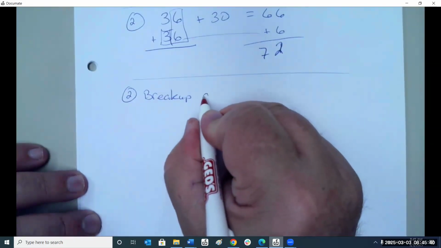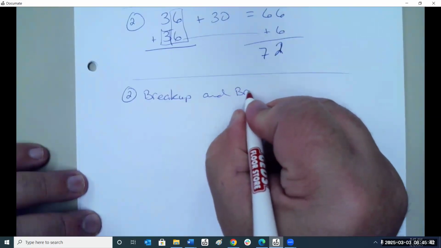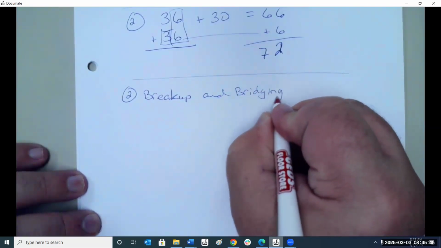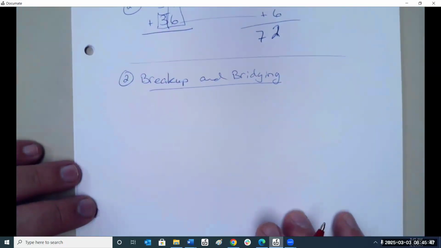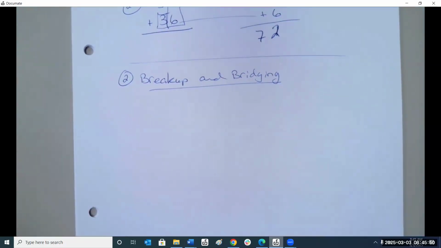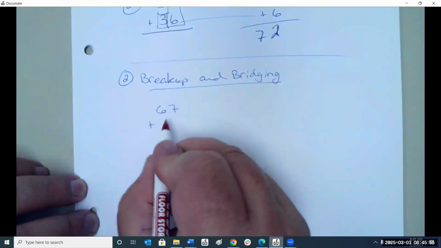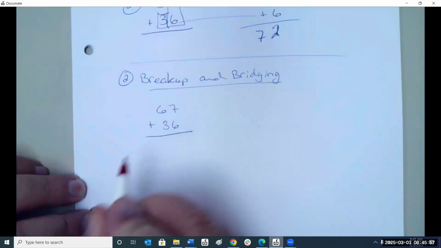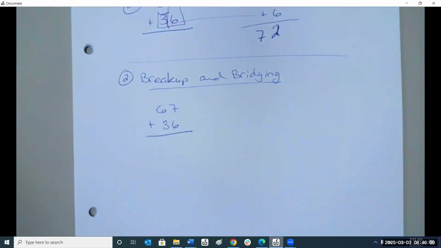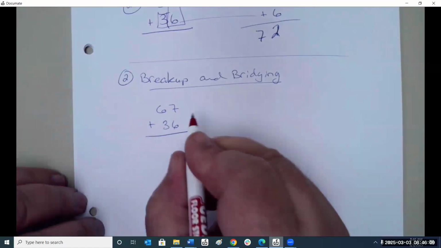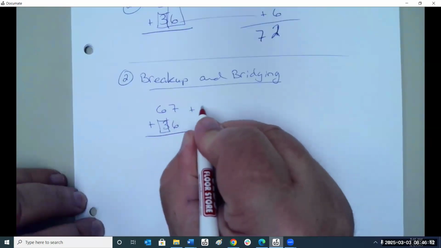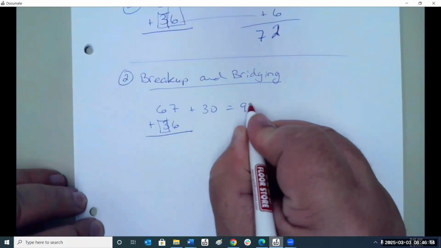Break up and bridge. Let's try the same one again. 67 plus 36. Breaking up is similar to what you did in the previous one. So the first thing you do, take the 30, you get 97.